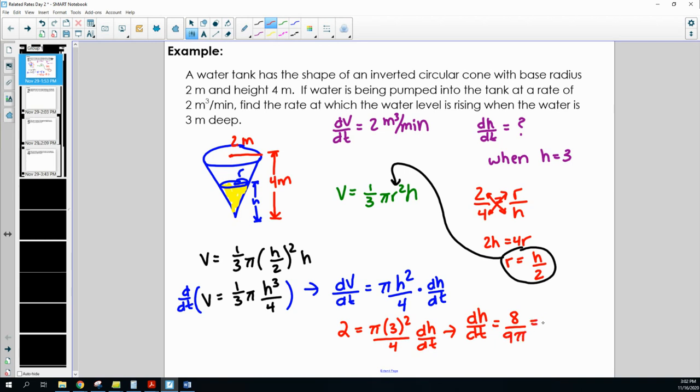Or if you wanted to make it into a decimal, make sure that we use 3 decimal places. So you would say 0.283, so whichever way you want to use it. And then the units here would be meters per minute. So either 8 over 9 pi or 0.283 meters per minute.